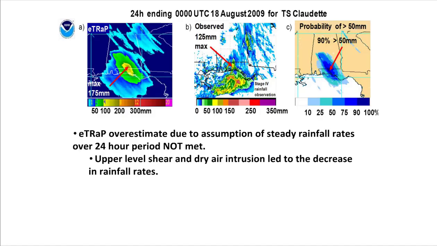For Tropical Storm Claudette, we see an eTRAP QPF maximum over a 24-hour period of 175 millimeters in the Florida Panhandle. The observed rainfall maximum over the same time period was about 125 millimeters. In this case, the eTRAP overestimate was due to the assumption of steady rainfall rates over a 24-hour period not being met. An increase in upper-level shear and a dry air intrusion led to the decrease in rainfall rates during the forecast time period. Taking into account forecast parameters in combination with eTRAP can lead to a better forecast than just using eTRAP alone.